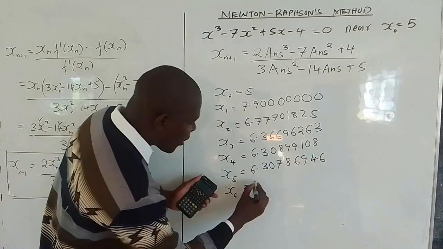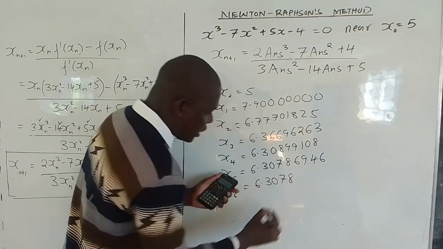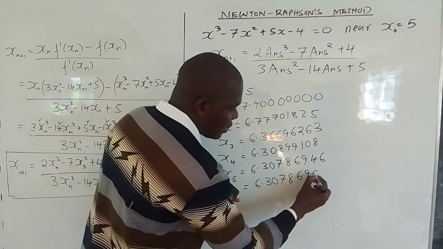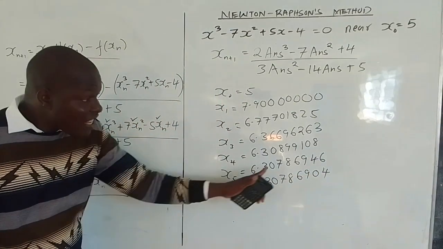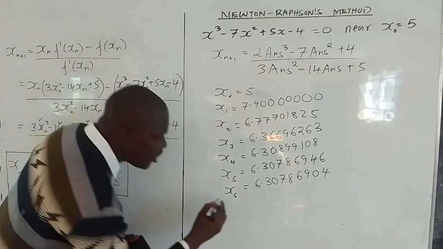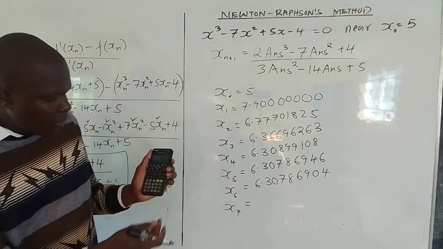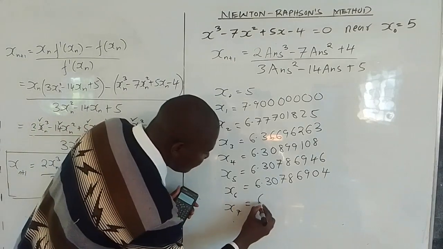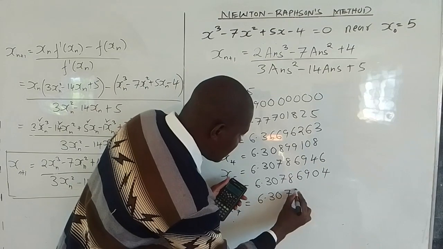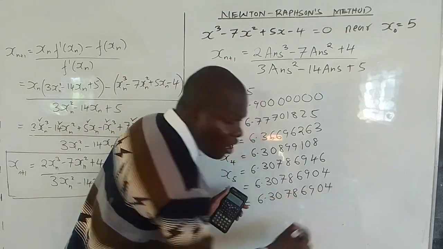That is equal to 6 point 3, 0, 7, 8, 6, 9, 0, 4. It has not repeated itself, meaning that is still not the root. Are we together? You continue. x7 is equals to, press equals, 6 point 3, 0, 7, 8, 6, 9, 0.